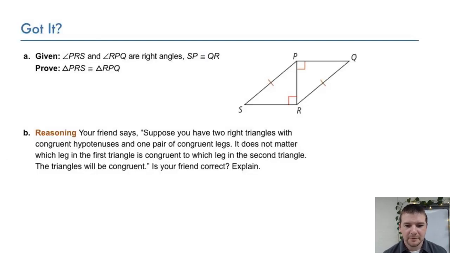Your turn. We're given a diagram and this information and asked to prove that triangles PRS and RPQ are congruent, followed by a reasoning item. Your friend says, suppose you have two right triangles with congruent hypotenuses and one pair of congruent legs. It does not matter which leg in the first triangle is congruent to which leg in the second triangle. The triangles will be congruent. Is your friend correct? Explain.